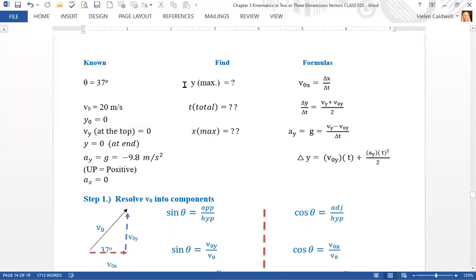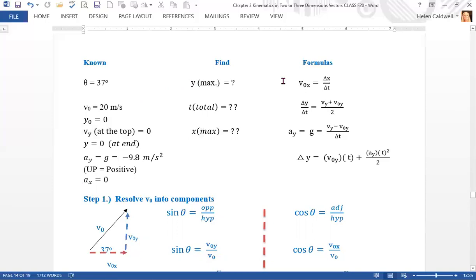What did they ask us to find? The maximum altitude. How high did it go? So y max, the total time, and the total horizontal distance. That was the range. For projectiles, you have 4 equations.